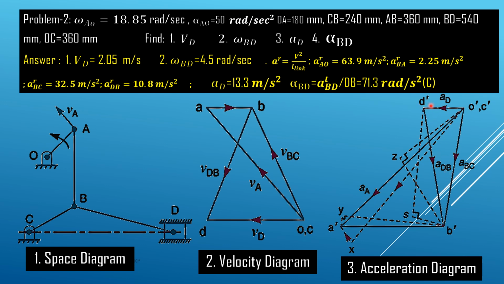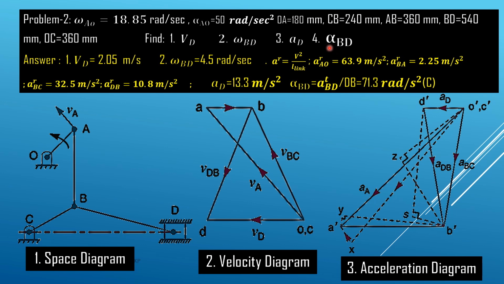If we join D dash with any of the pole points, we get the absolute acceleration of point D. So this way we see how to complete this acceleration diagram and how to find out the acceleration of the other links. Next we have to find out the AD. So from the acceleration diagram, this vector O dash D dash we measure, and this gives the value of AD to us.